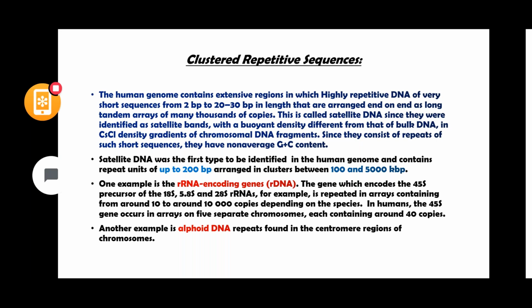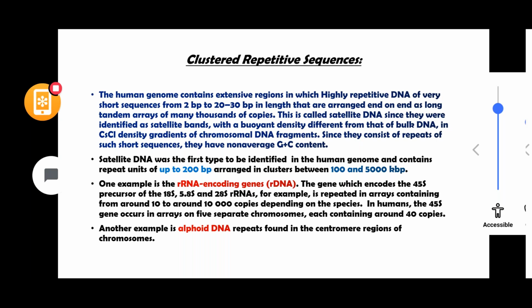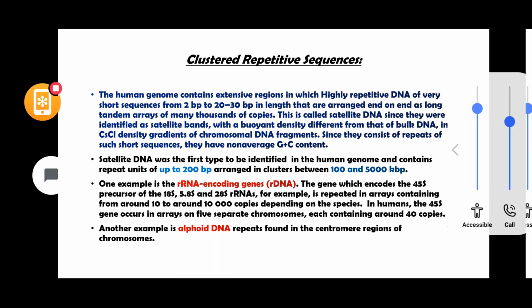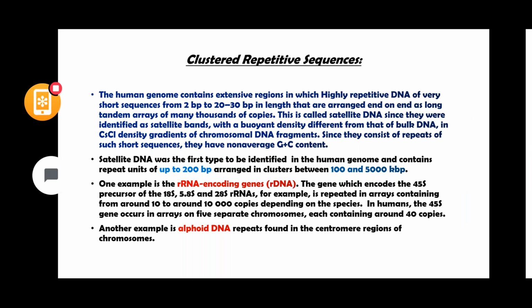Like in humans, it is present. The arrays are present in 5 separate chromosomes. Okay, five different chromosomes, these genes are present, and each containing 40 copies. About how long will it be? It will be 100 or 200 base pair long repeats, and the number of copies in human is 40 copies. And it is present in 5 different separate chromosomes.